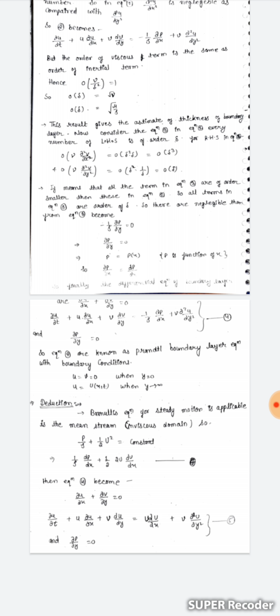This equation is known as the Prandtl boundary layer equation, and it is used in many research problems.